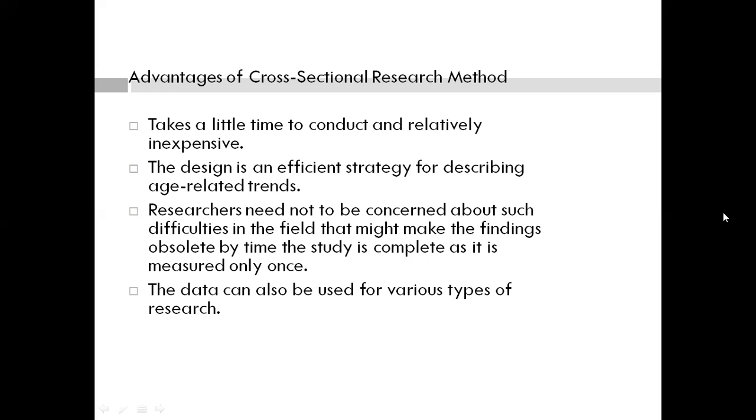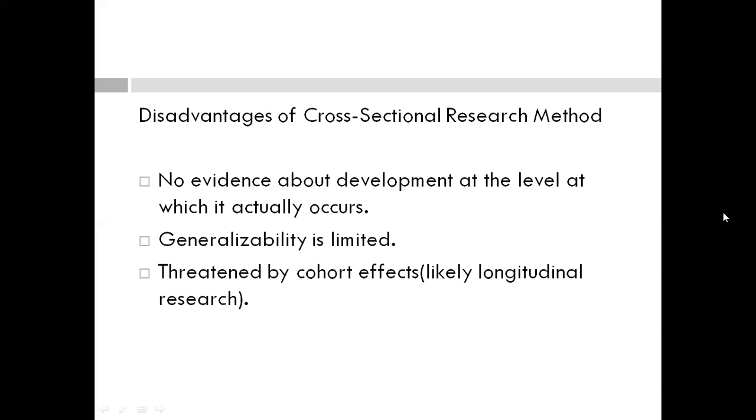As it is measured only once, the researchers do not need to worry about the useless information they find when the study is complete. So those are unnecessary, but they did not cause a problem. The data can also be used for various types of research. And moving on to the disadvantages.